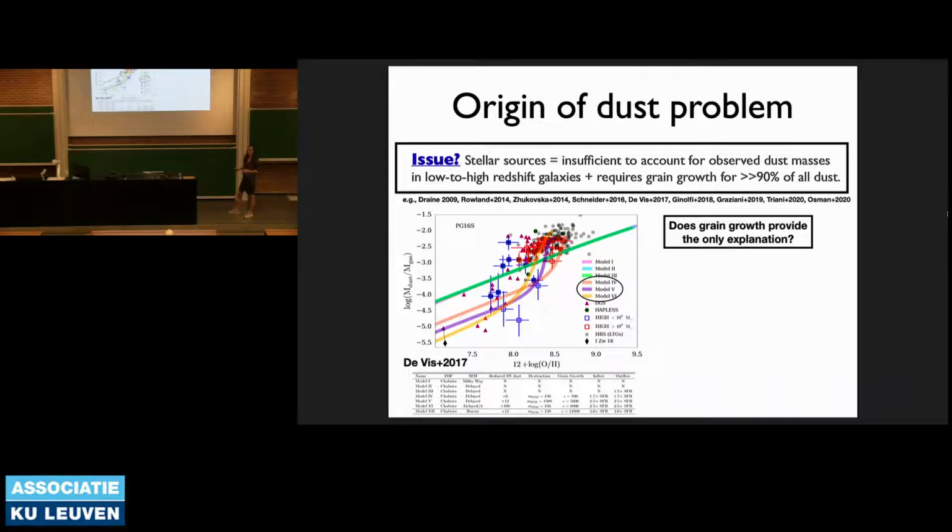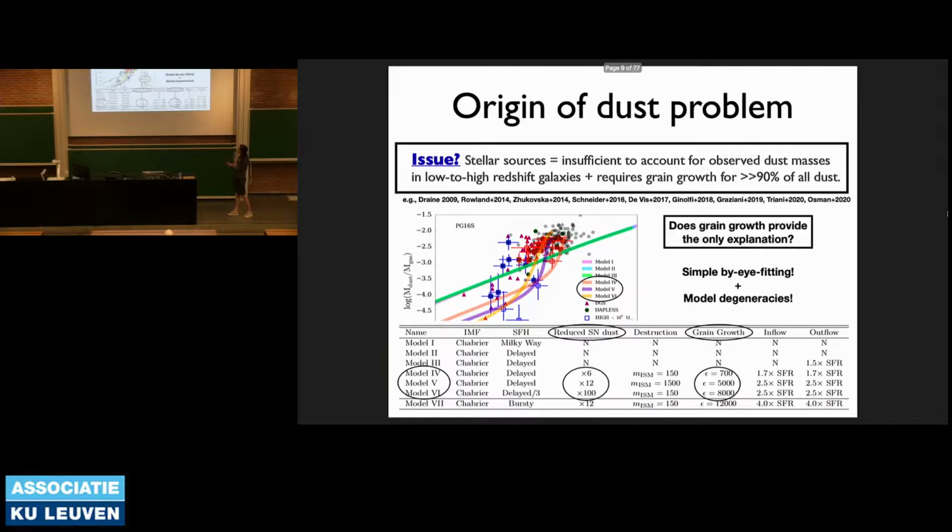But I'm a bit skeptical of just that interpretation, so I ask myself the question: does grain growth actually provide the only explanation for this observed trend? To give you an idea of the complexity that goes into this, this is another version of the same diagram, published in a paper by Peter de Vis, and he tried to explain the observations. The different symbols all correspond to different observations of different samples. He tried explaining these trends with different models. And as you can see, his models 4, 5, and 6, indicated with these colors, all give a decent fit to the observations. I'm sure you would agree.